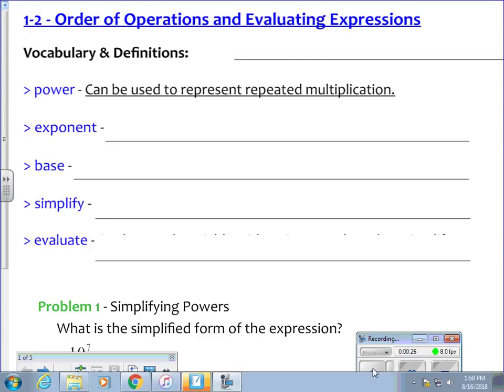Okay, 2 times 3 is 2 added to itself 3 times. Okay, 3 times 2 is 3 added to itself twice. You can think about it that way. Powers are repeated multiplication.